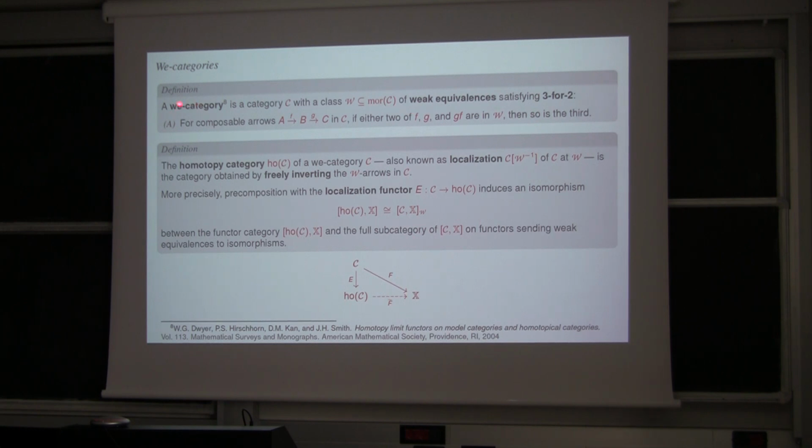And so such a WE category is just a category C with a class of arrows that we call weak equivalences, and that satisfy the 3-for-2 condition, which says that if in a commutative triangle two of the arrows are weak equivalences, then so is the third. Okay, so given a WE category, the homotopy category that I write rho of C, but I normally will call localization, so I'm using homotopy category and localization interchangeably, is the category that's obtained by freely inverting the weak equivalences. And so more precisely, the universal property of the localization: there's a localization functor which has the universal property that for any category X, functors from the homotopy category to X correspond to functors from the WE category to X which invert weak equivalences.